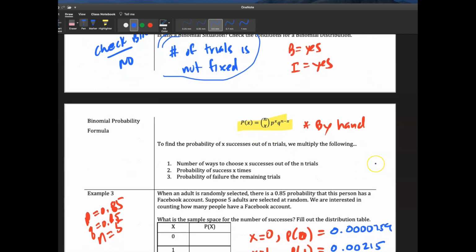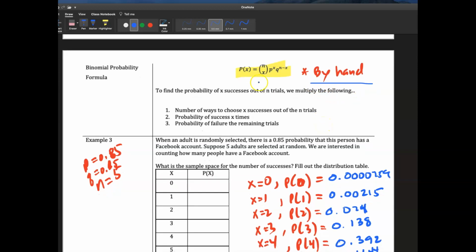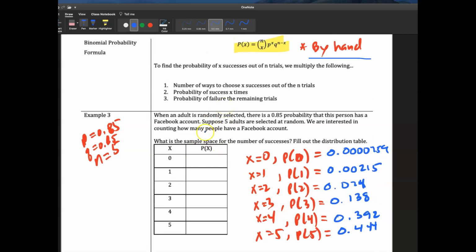Okay, let's take a look at some examples here. Here's the binomial probability formula. This is if you're going to do it by hand, and some of you will choose to do it. I have students do that. And you learn how to plug it into a calculator, and then you get the answers to our probability questions, such as this in example 3 here.